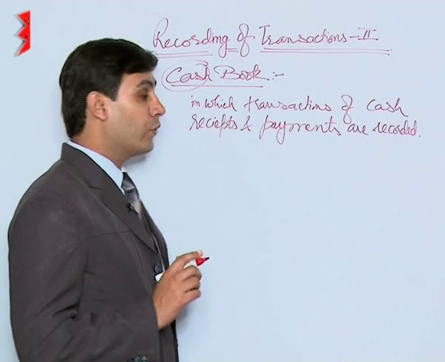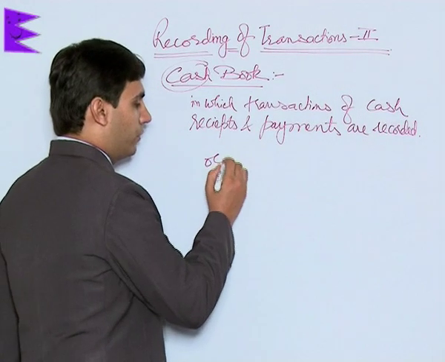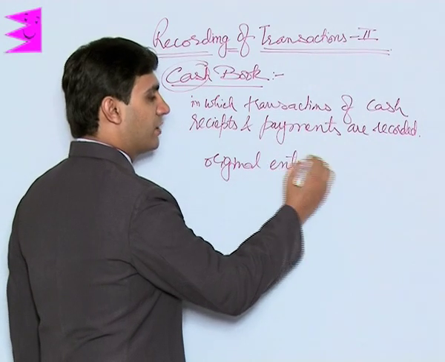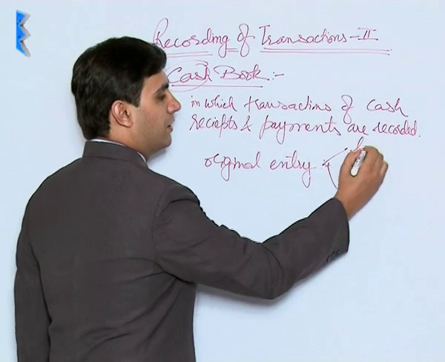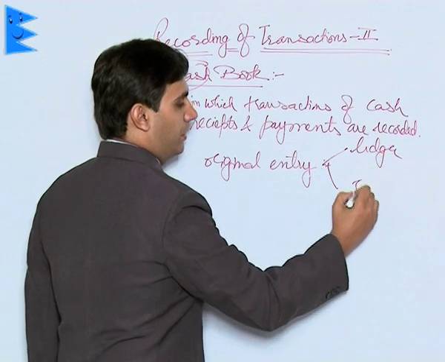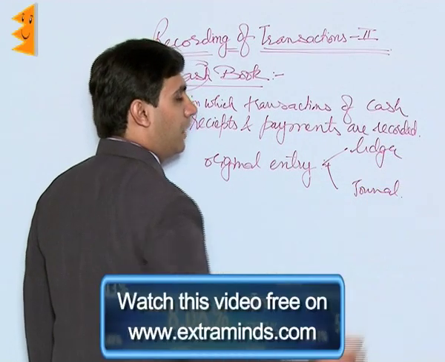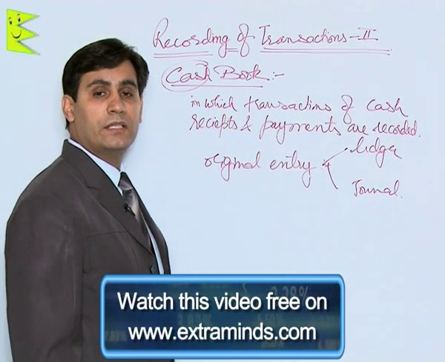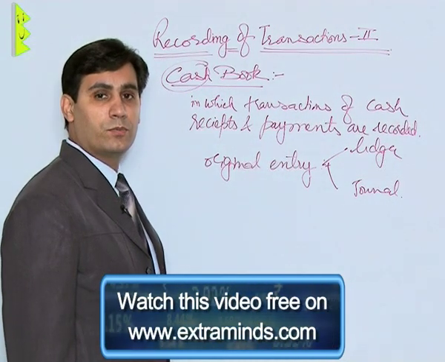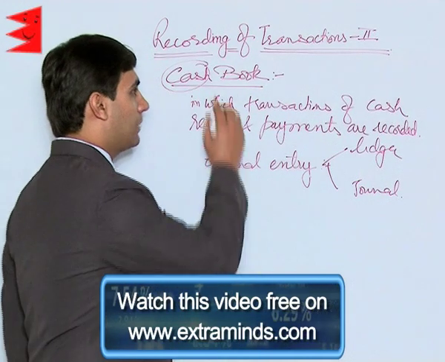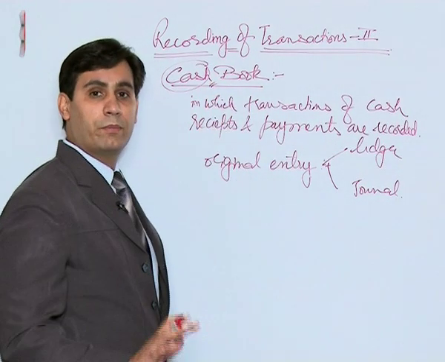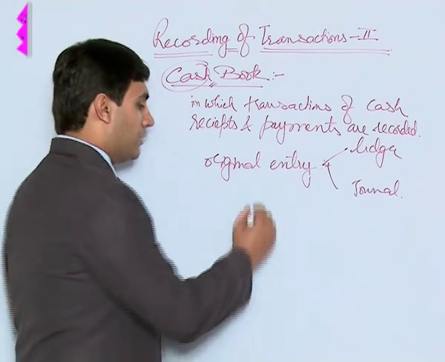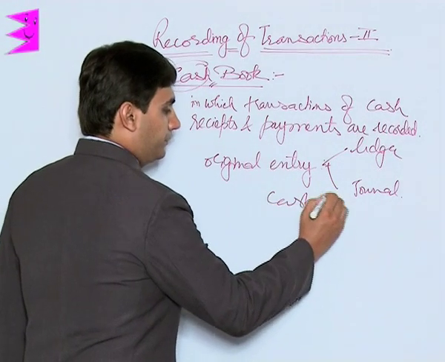It is a book of original entry. And it serves the purpose of both ledger and journal. That means the transactions which are entered in the cash book are not recorded in journal. They are directly posted to cash book, and since they are posted to cash book, there is no requirement of maintaining cash account. Now students, cash book is of various types.